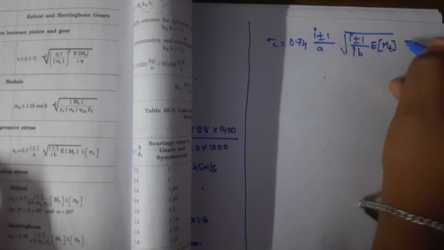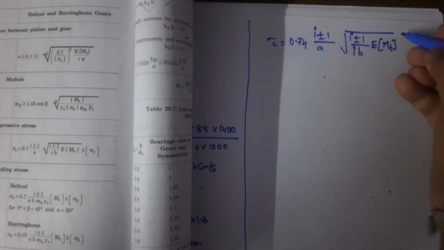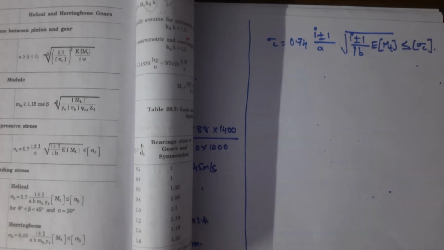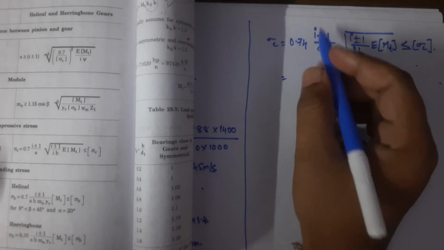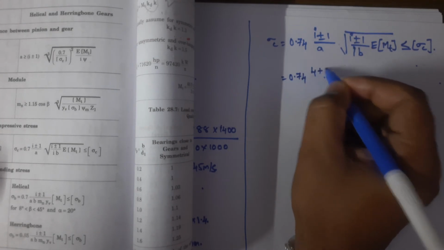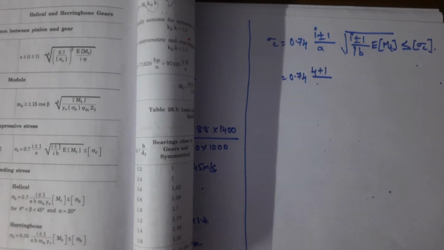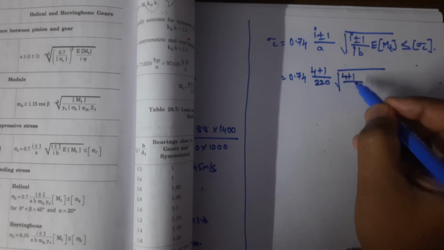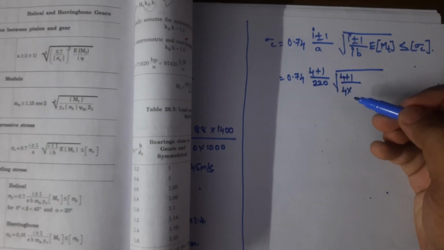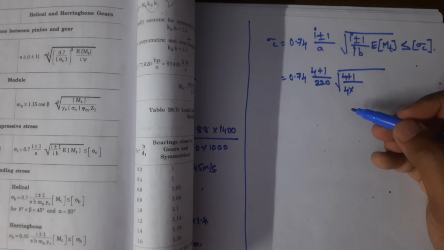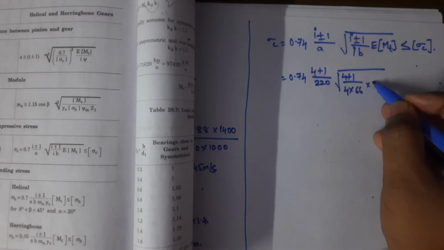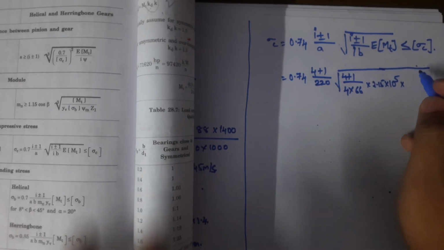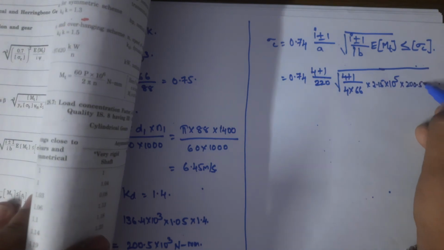So whatever the value, that is induced compressive stress, must be less than or equal to design stress. Okay, design crushing stress. So the i value that we have already known, that is 4 plus 1 by a, with the corrected a value 220. Root over (4 plus 1 by 4) into, so the b value will be 66, into E value 2.15 into 10 to the power of 5, into MT value, that is the changed value, 200.5 into 10 to the power of 3.